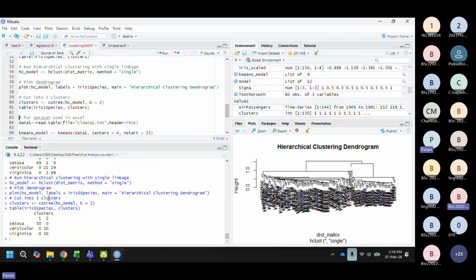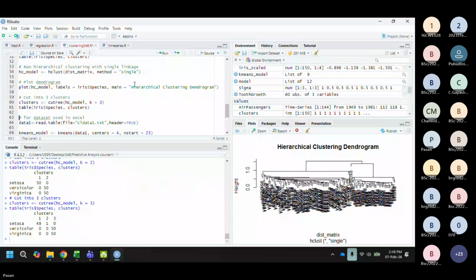If you divide them into two clusters, you can see how it is happening here. And if you divide that into three clusters, let's see what happens. You can see that the second cluster has only one observation, so that's kind of an unusual thing that happens.